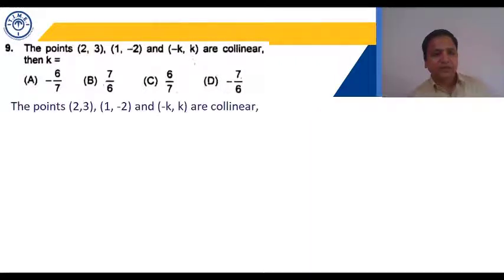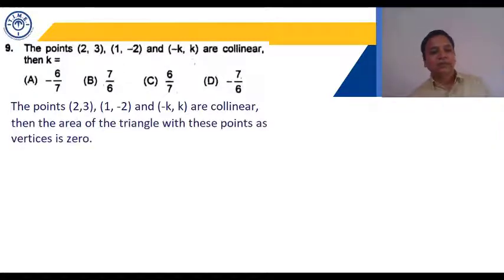Let's apply. The points (2, 3), (1, minus 2) and (minus k, k) are collinear. They lie on the same straight line. So we can safely say the area of the triangle with these 3 points as vertices comes out to be 0. What we require is to find the value of k. The k value is unknown to us. And for the third point, the x coordinate is minus k and the y coordinate is k. If k comes out to be negative, then the sign changes. But logically, we take minus k and k.